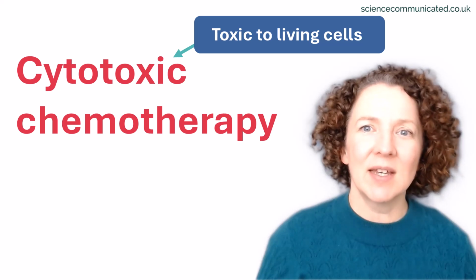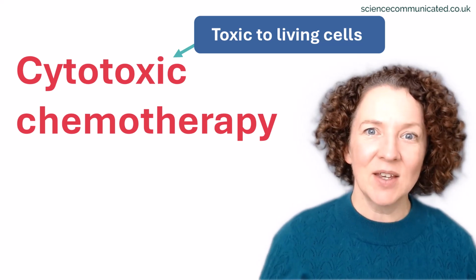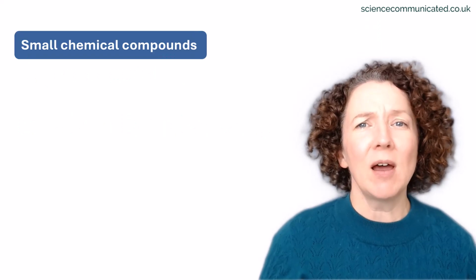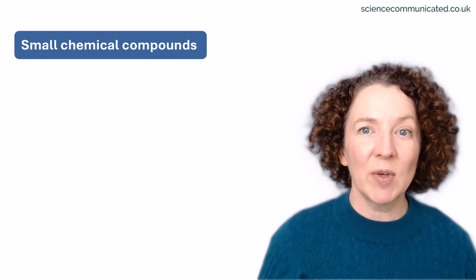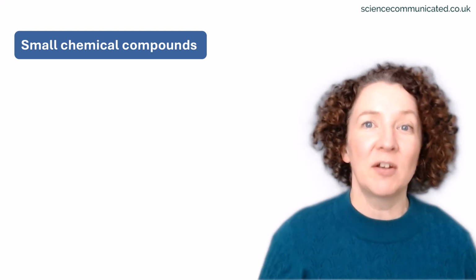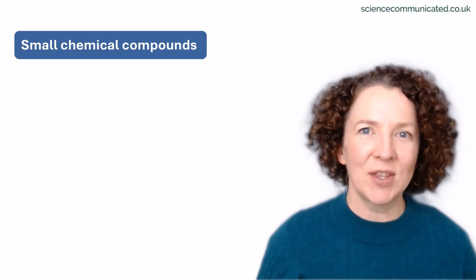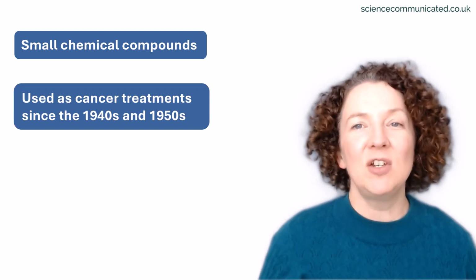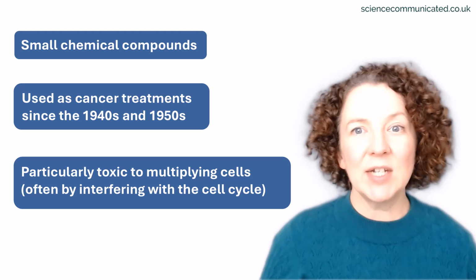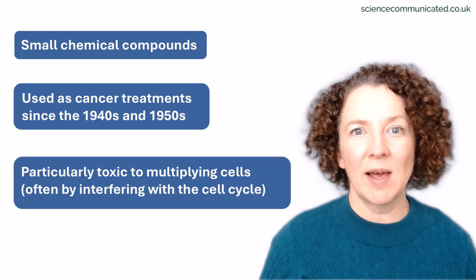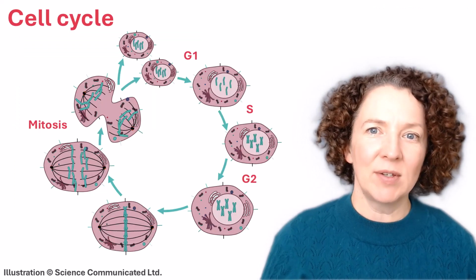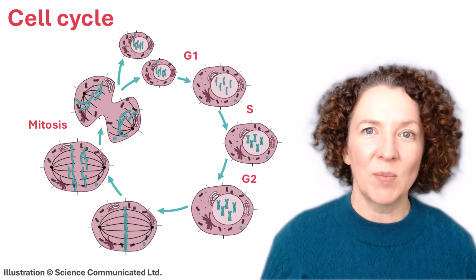Even cytotoxic just means it kills living cells. What scientists generally agree on is that chemotherapy refers to a large group of treatments, small chemical compounds, typically made of carbons, hydrogens, oxygens, and a few nitrogens, and maybe one or two other atoms. These drugs have been used to treat cancer since the 1940s and 50s. They're especially toxic to cells that are trying to multiply, often by interfering with the cell cycle, the very orderly process that our cells go through when they multiply.